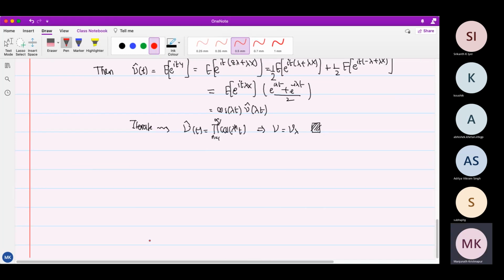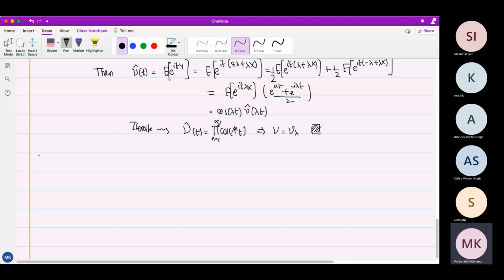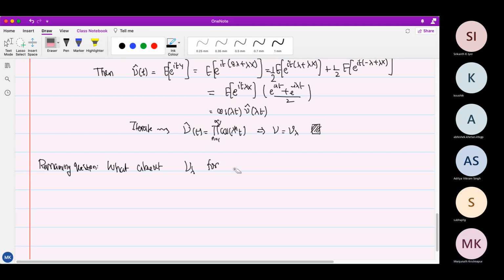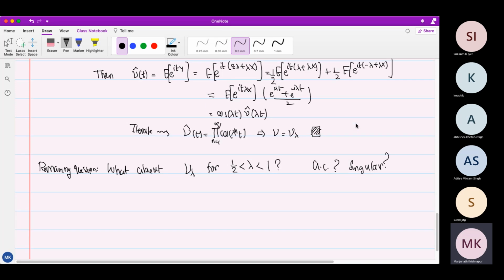Okay. So now we come to the question. So what remains? The remaining question: what about nu lambda for lambda between half and 1? Is it absolutely continuous? Singular? So what we saw was that up to half it was singular. At half it became absolutely continuous.